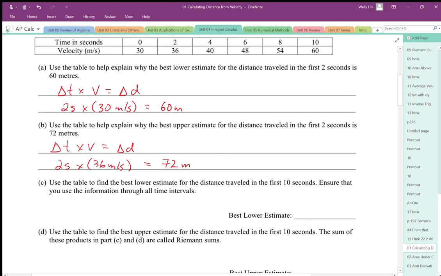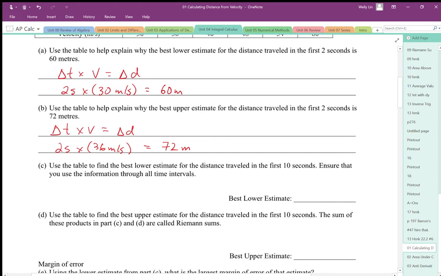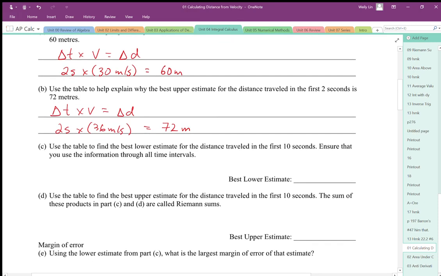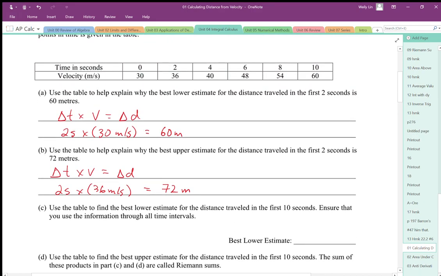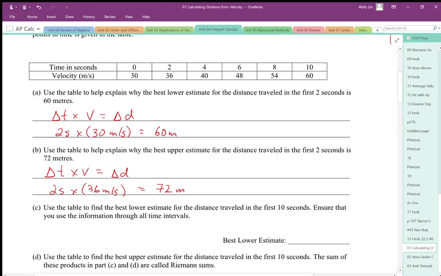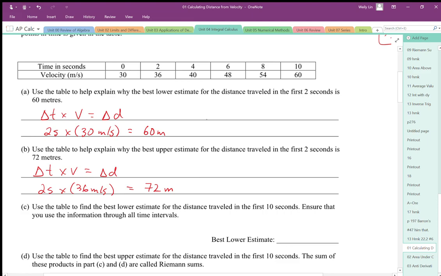And so we could do this for the whole table. We want to get the best low estimate and the best high estimate for all the time intervals. So we're going to do that for the whole table. You can do that on a separate piece of paper. I'm going to do my best low estimate in blue. So it's going to be 60 plus 72 plus 80 plus 96 plus 108.